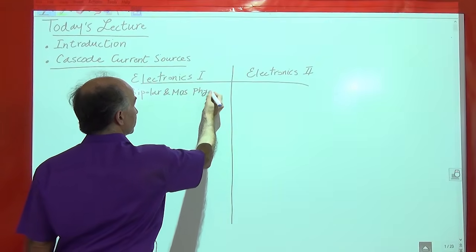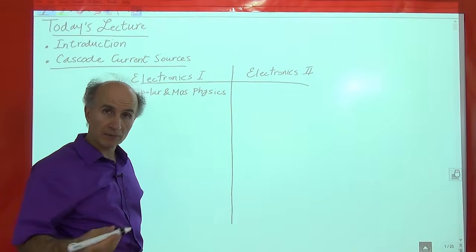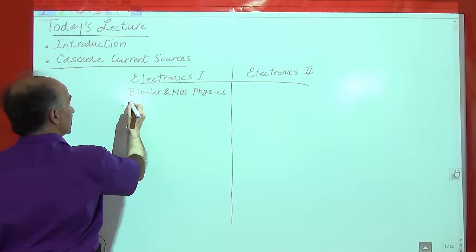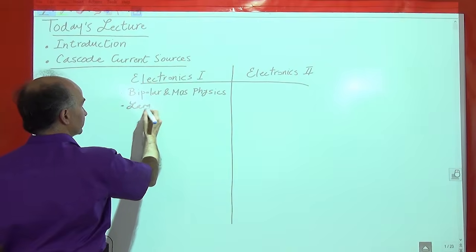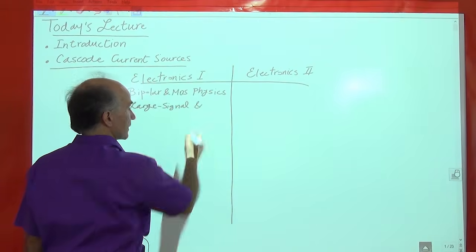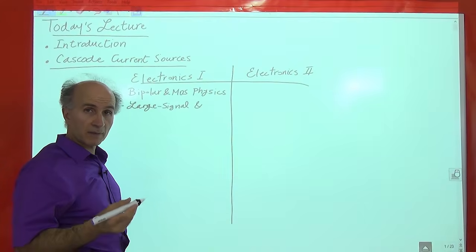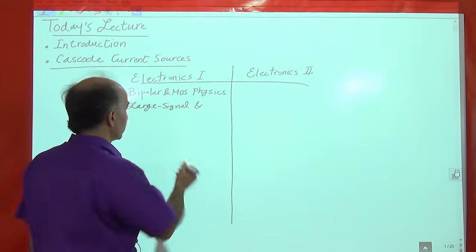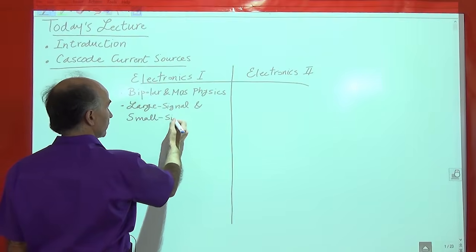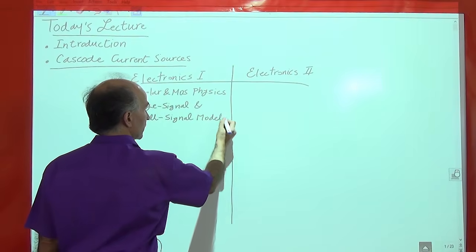And based on that physical understanding, we developed models, electrical models for these devices. And in particular, we had large signal and small signal models. So for example, for a MOSFET, the large signal model in the saturation region is just a simple quadratic equation that relates the drain current to the gate source voltage. So we studied these models and we were able to use them.